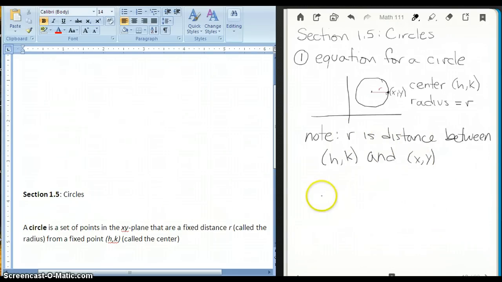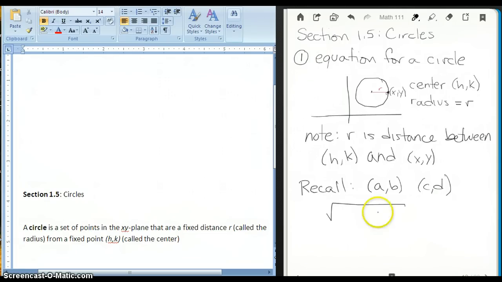Well, now let's use our ideas about the distance formula, because r is the distance between these 2 points, and we have a formula that tells us how to calculate the distance between 2 points. So let's recall that for a second. The distance between 2 points, remember we had these 2 points here before, A, B, and C, D. We calculated their distance by doing this square root thing: the difference between the x coordinates, a minus c squared, plus the difference between the y coordinates, b minus d squared. That would be the distance between the two.